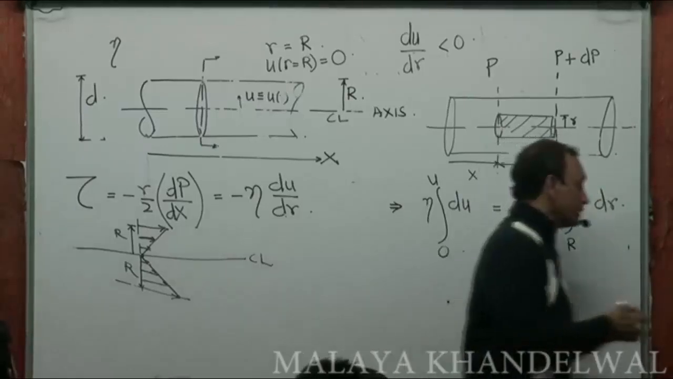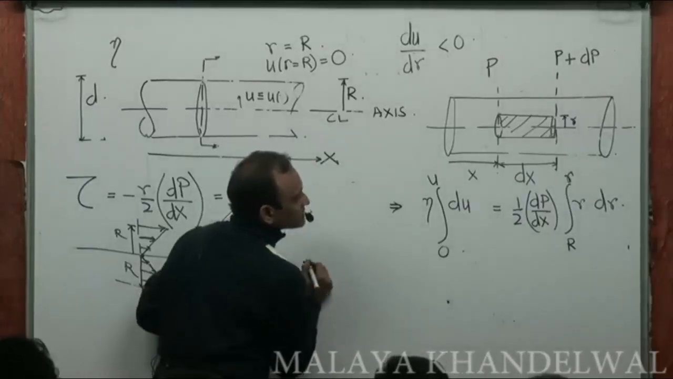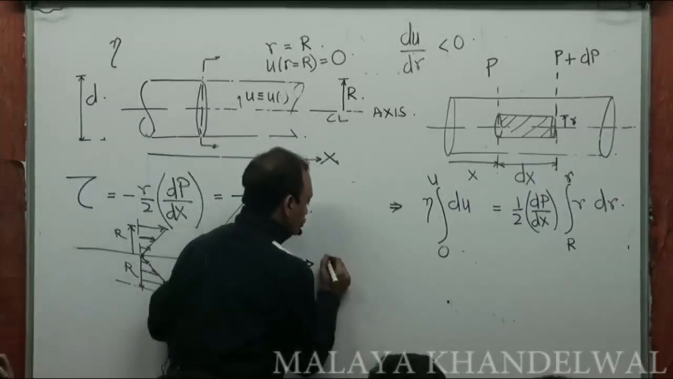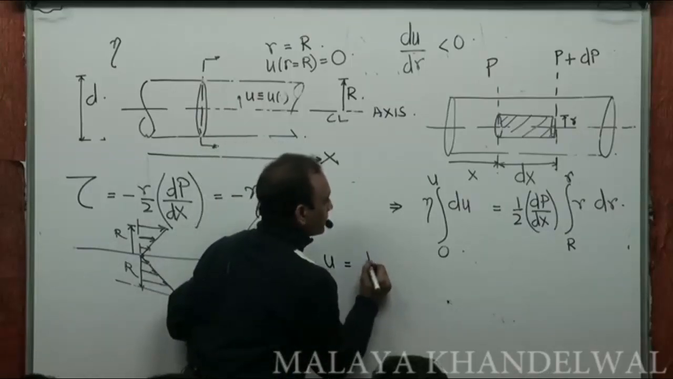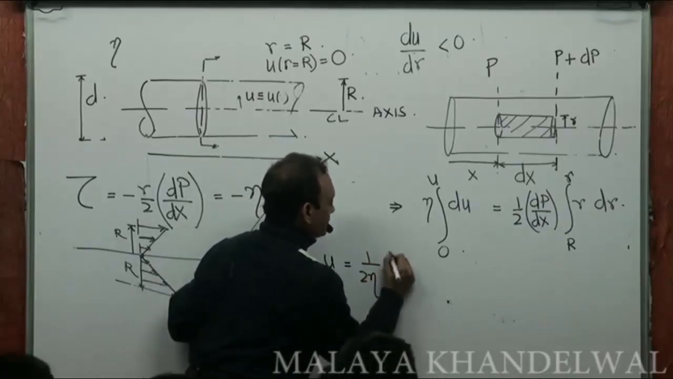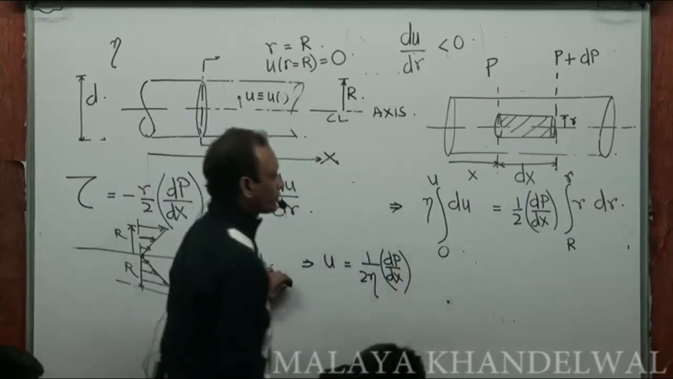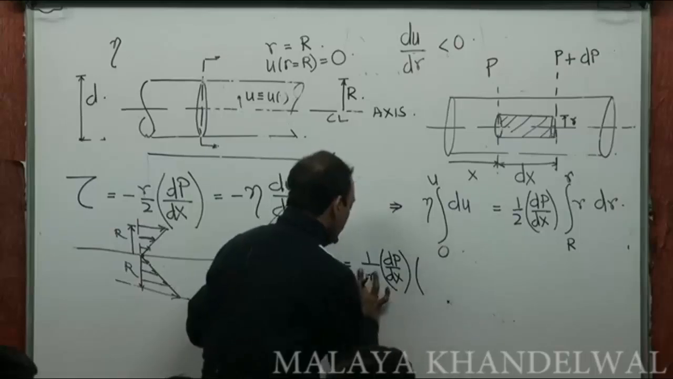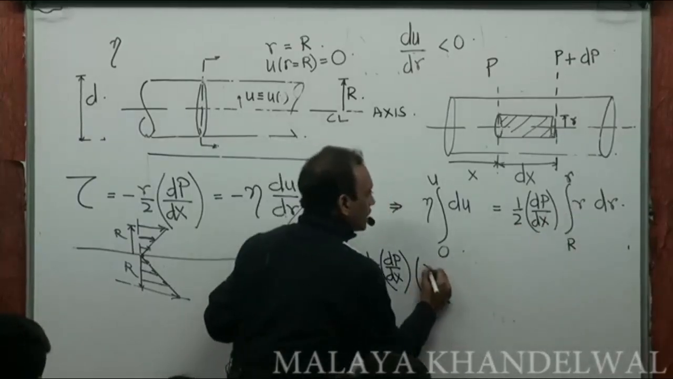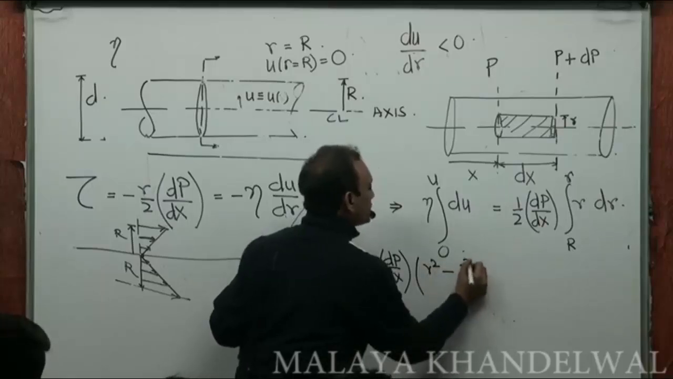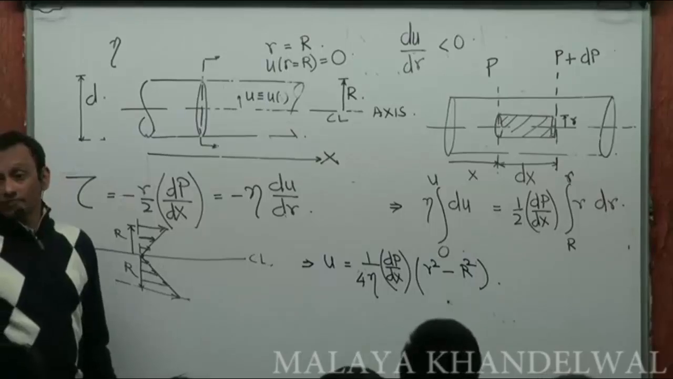Yes or no? Let us see what it turns out to be. This gives me u equals 1 by 2 eta dp dx into, and this will become 4 when I integrate r. When I integrate r squared by 2, so R squared minus r squared. This will give me u as a function of r.